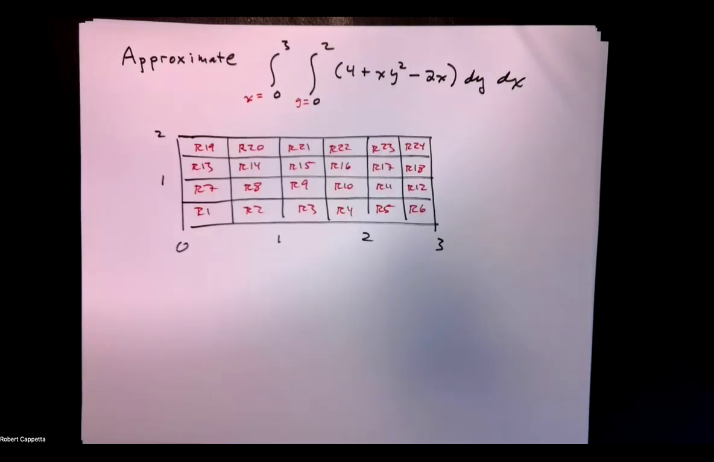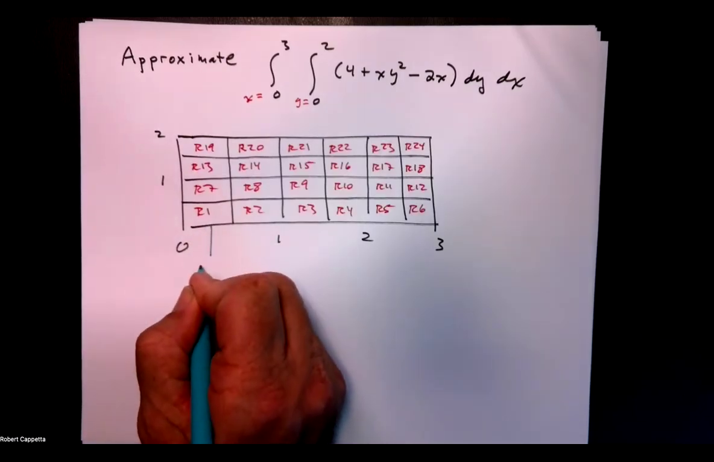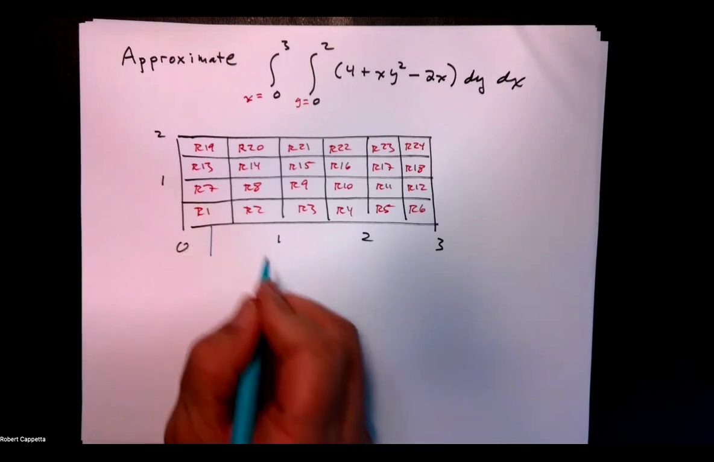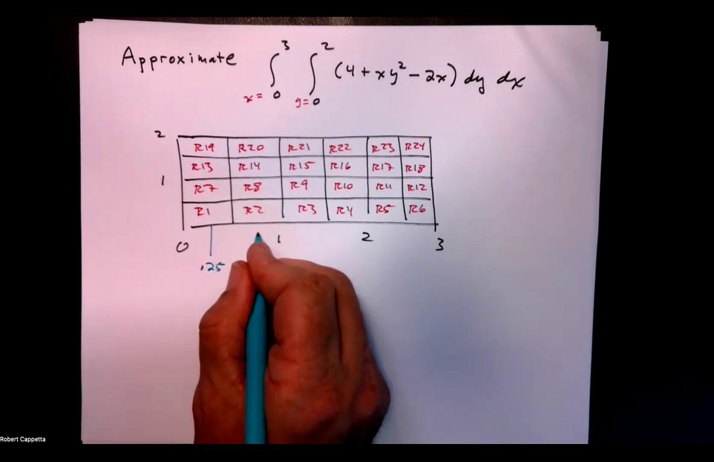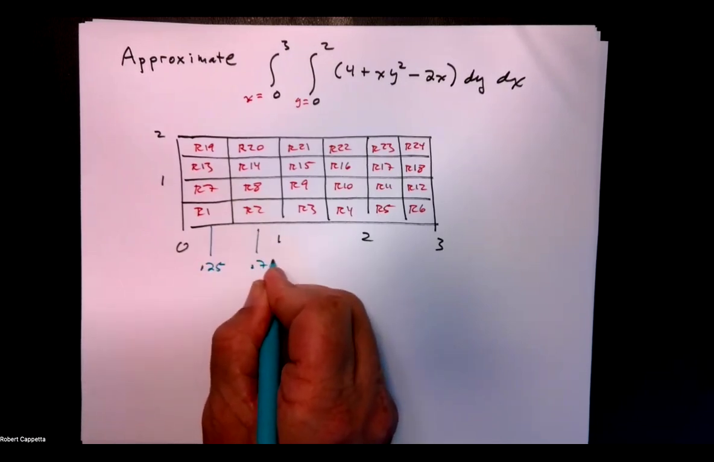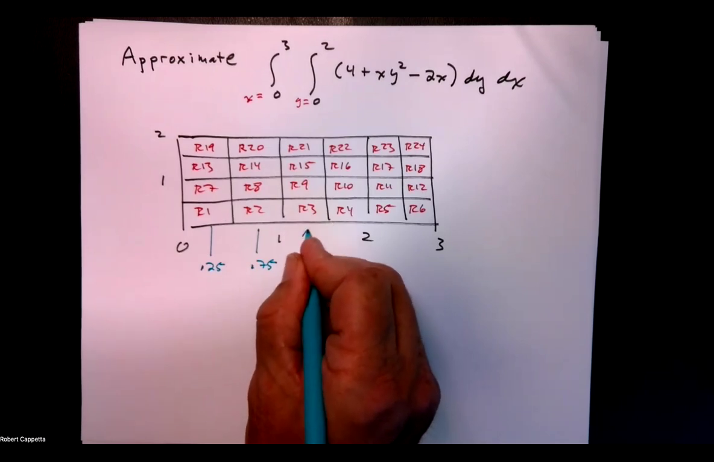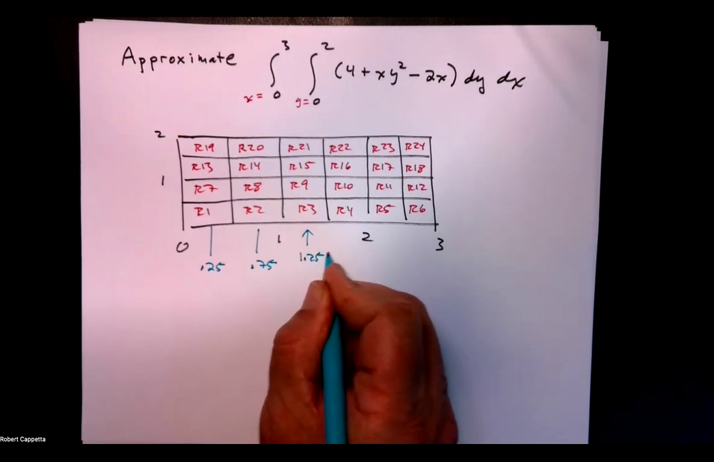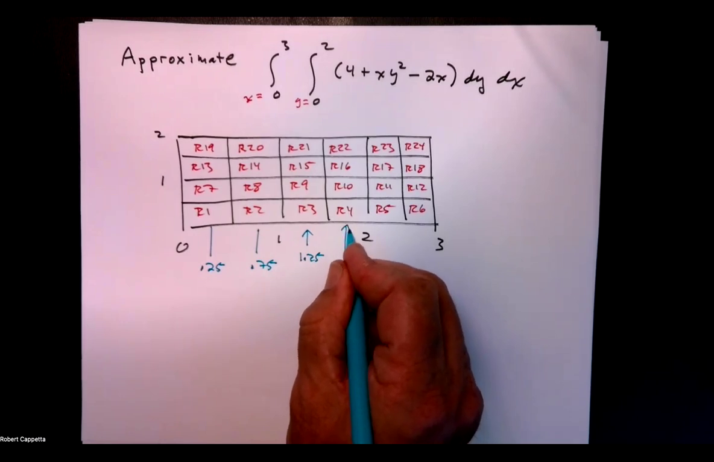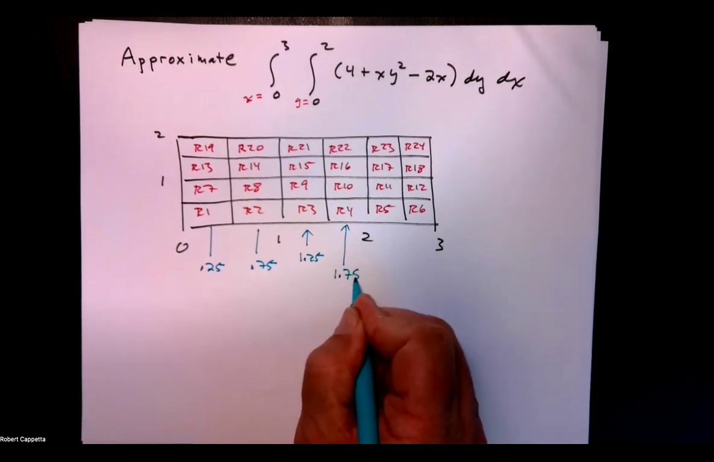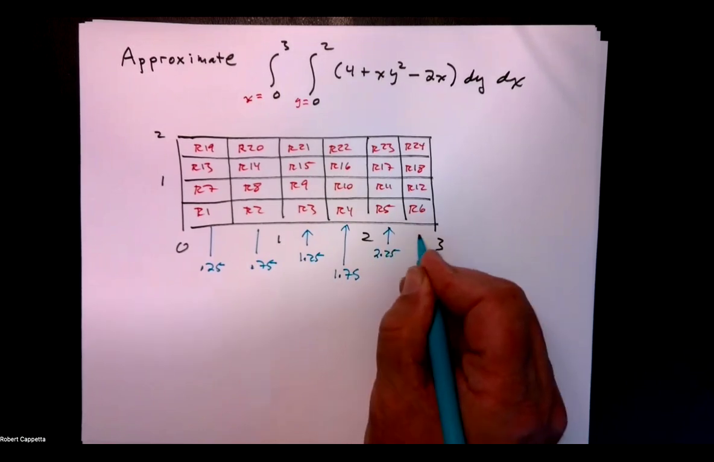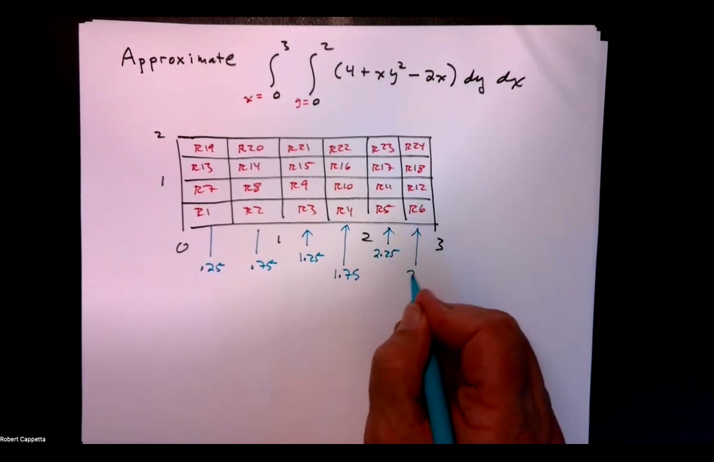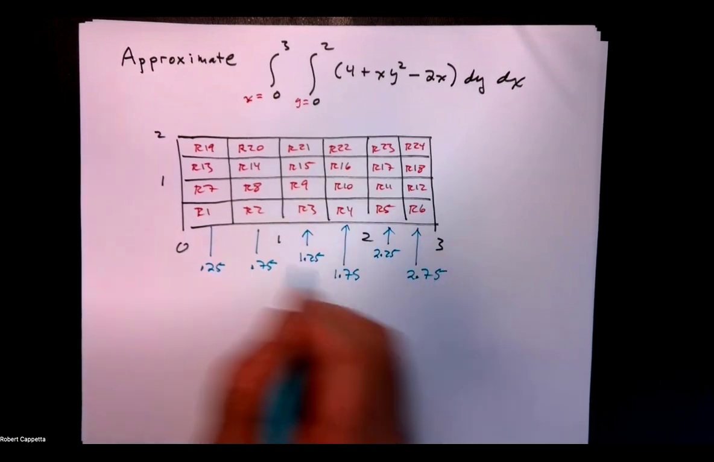Let me label them. I'm going to need to find the midpoints. So let me label the midpoints here. Halfway between 0 and a half would be a quarter. Halfway between a half and 1 would be 3/4. Halfway between 1 and 1.5 would be 1 1/4. Halfway between 1.5 and 2 would be 1 3/4. Halfway between 2 and 2.5 is 2 1/4. Halfway between 2.5 and 3 is 2 3/4.